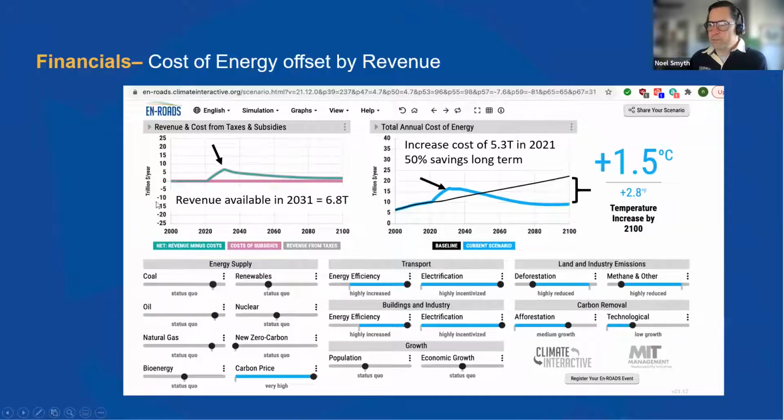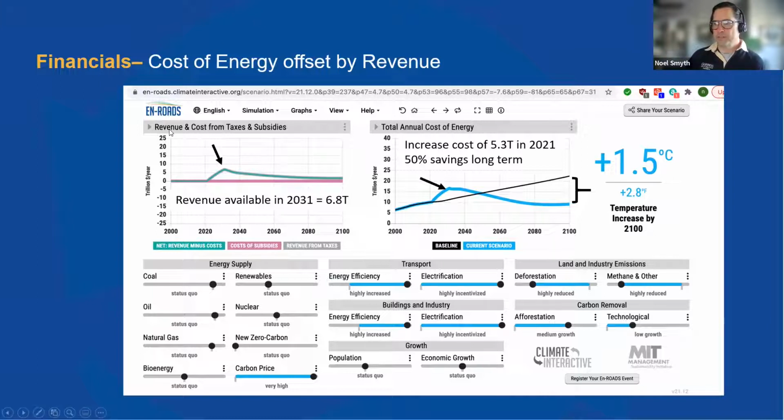Let's jump over to the energy story. So one of the pieces on the financials is that the cost of the energy increase is offset by the revenue. It's kind of the neat story. The revenue from the carbon fee that we implemented in the year 2031 is about $6.8 trillion. That's that bump here on the left chart.